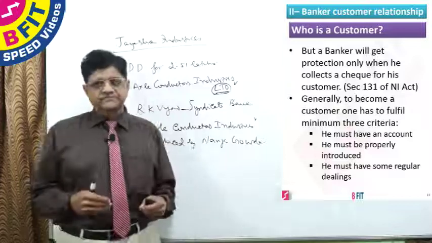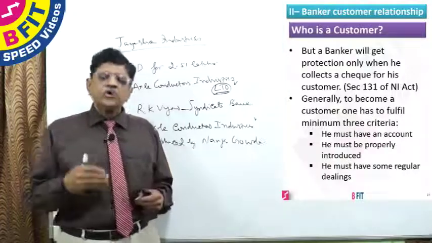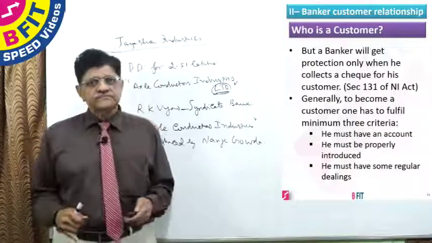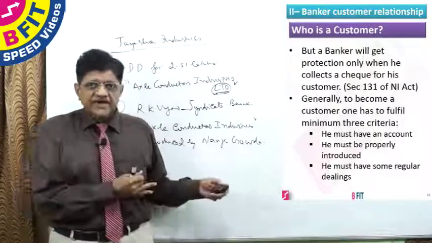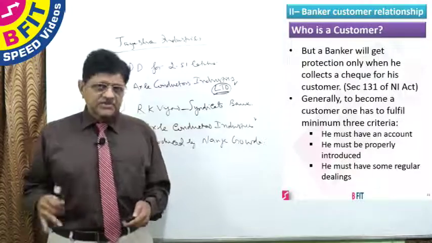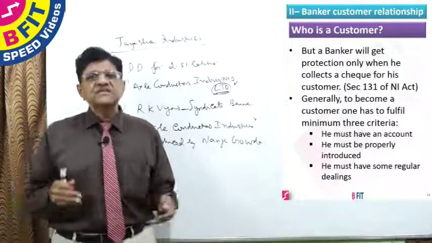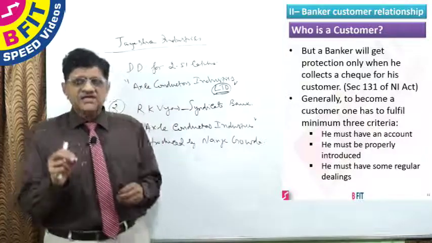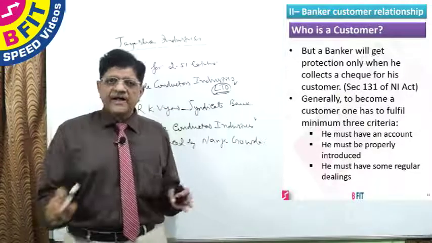What all we have seen about customer: we know that to be a customer, one should have an account, then he should be properly introduced, because only then a banker will get protection under Section 131 of the Negotiable Instruments Act for collecting a check or any other instrument. Then number 3, a single transaction is not sufficient, you should have a series of transactions. These are the vital, essential features for a person to become a customer of the bank.